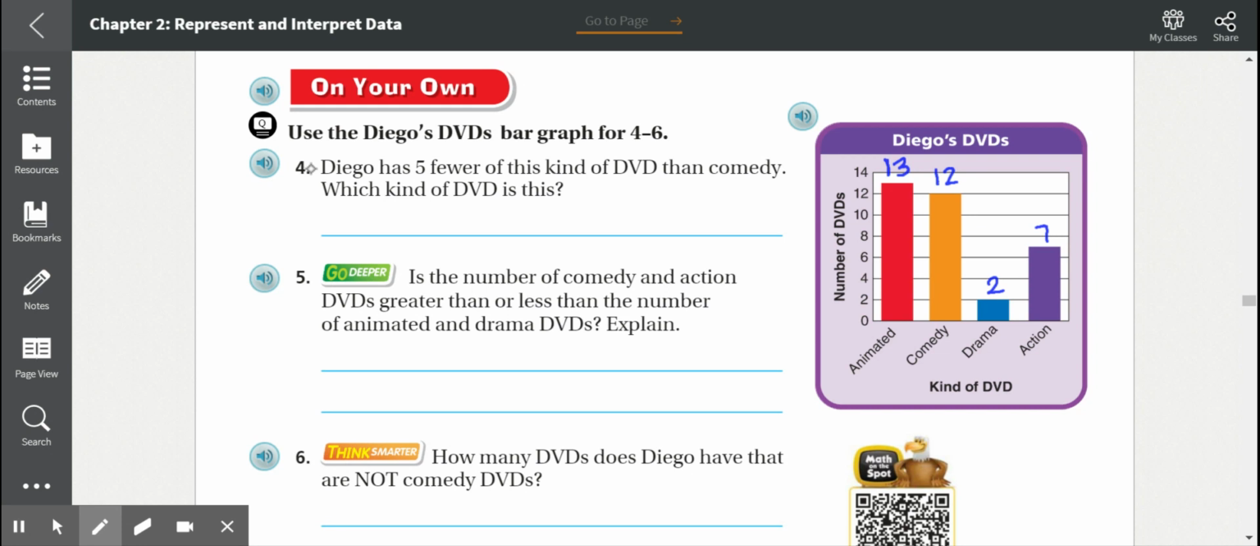Okay, now we can start number 4. Diego has 5 fewer of this kind of DVD than comedy. Which DVD is this? 5 fewer means 5 less. That's subtraction. So find comedy. Where is it? Here it is, 12. So we're going to do 12 minus 5. Grab the 5 and count up to 12. So that's 6, 7, 8, 9, 10, 11, 12, 7. Okay, which one of these is 7? There it is. It's action.